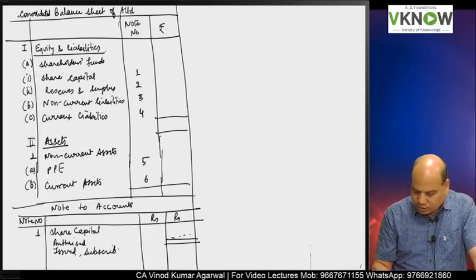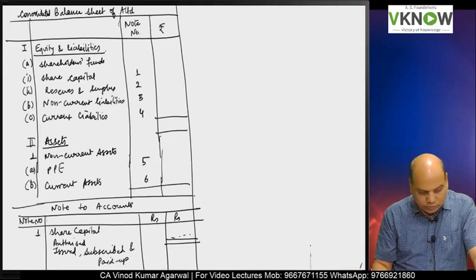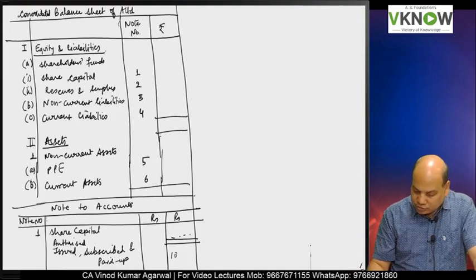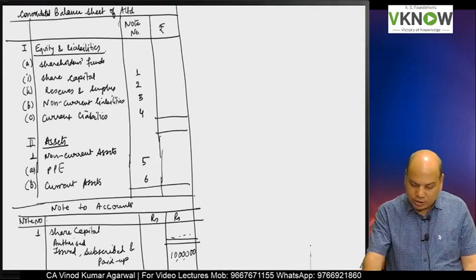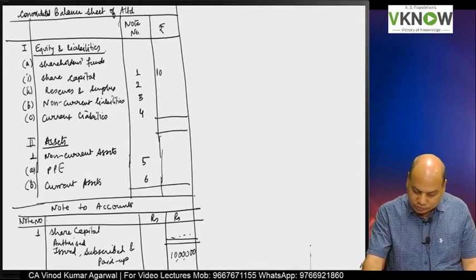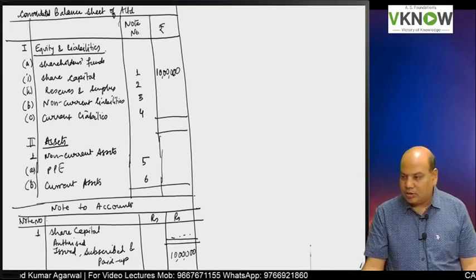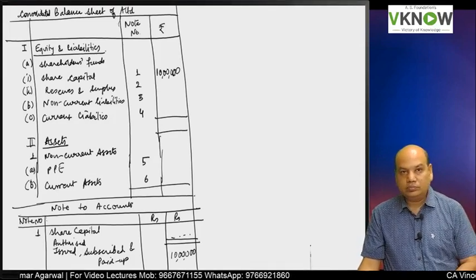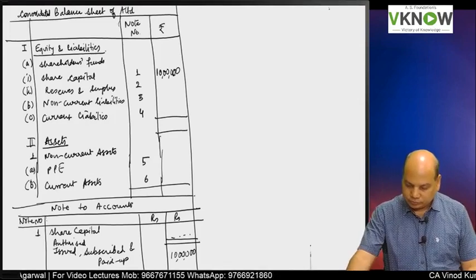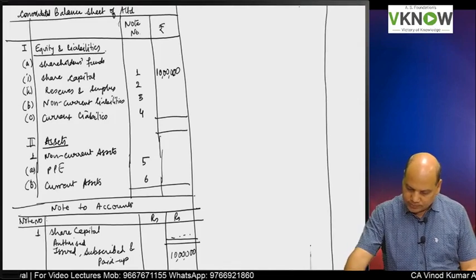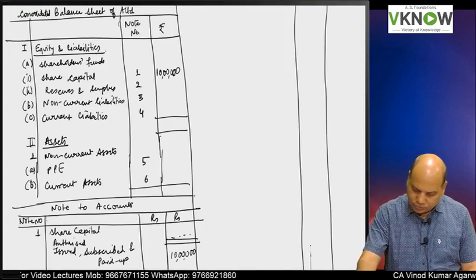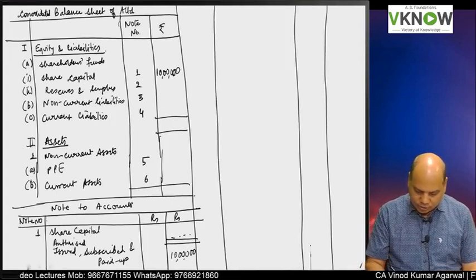Issued, subscribed and paid up. Details are not given, so just write down 10 lakh. 10 lakh you write on the main page also. Balance sheet liability side, share capital in detail 10 lakh. Now write down note number 2.